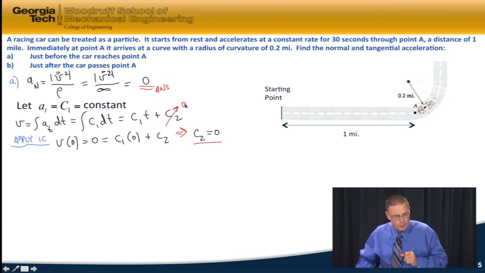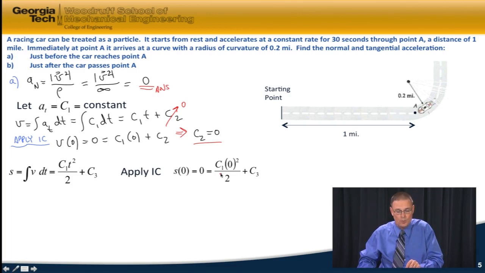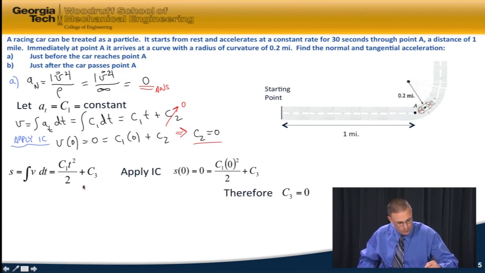And so now we have an expression for velocity. I want you to do the same thing for displacement, to find the expression for displacement. And here's what you should have come up with. The displacement, which I'll call S, is the integral of velocity, so it's going to be C1, a constant, times the integral of t, which is t squared over 2, plus some new constant of integration, C3. I can use the initial condition for S, which is the starting point. We'll use that as our datum. So S of 0 is 0, or C1 times 0 squared over 2 plus C3 equals 0. And so that means that C3 is equal to 0.